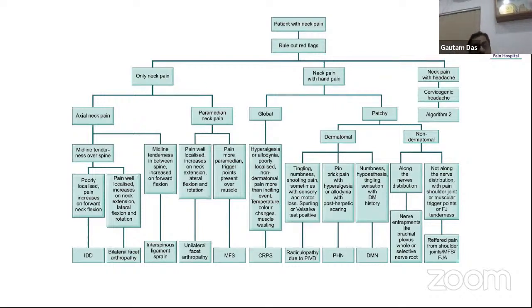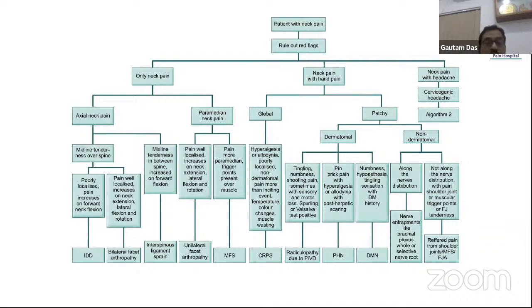Bilateral facet joint should also be taken into consideration when the patient is having midline pain. And the midline tenderness in between the spinous processes, one of the very important causes already mentioned is your interspinous ligament. So there are a few things which you have to remember in midline, axial pain. Out of these three, one is IDD. Flexion will be increasing the pain. We might be getting some tenderness over the spinous process, but mostly we don't. And the pain will be poorly localized because it is mediated by the sympathetic fibers.